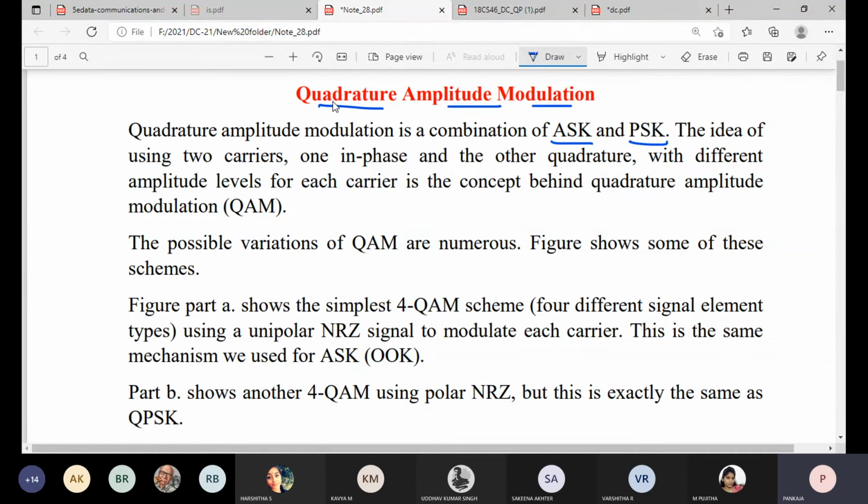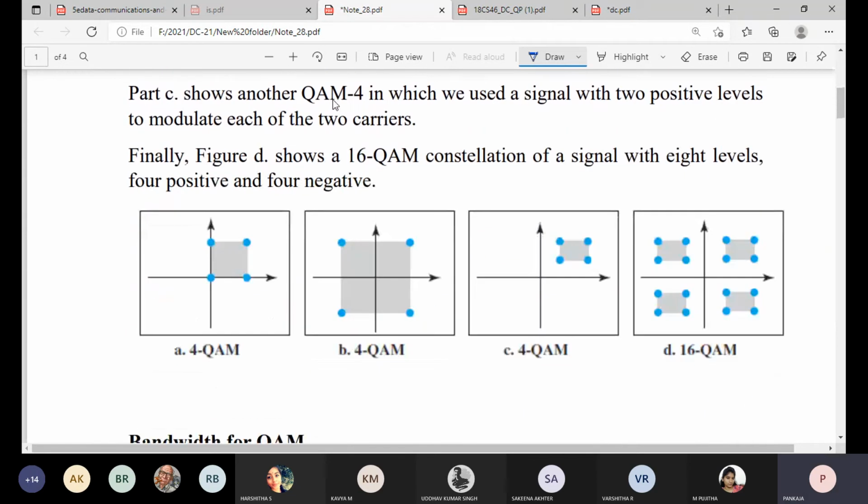So the idea used for QAM is using 2 carriers, one in phase and the other quadrature, with different amplitude levels. It is just a combination. If it is in phase, the amplitude will be the same. If it is in a different quadrature, the amplitude will be different. So there will be a combination of change in phase and also the amplitude of the signal. Let's go to the diagram.